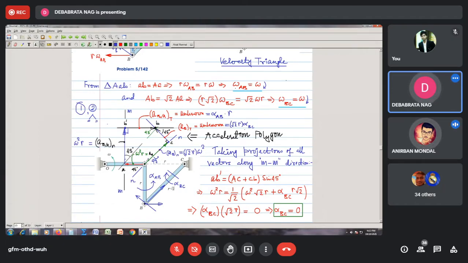It will be perpendicular to the radius. What is the radius? The radius is AB. Instantaneously, this radius is perpendicular, so the tangential acceleration must be parallel, horizontal. Since this link OA is horizontal, you see this becoming horizontal ultimately. You understand?